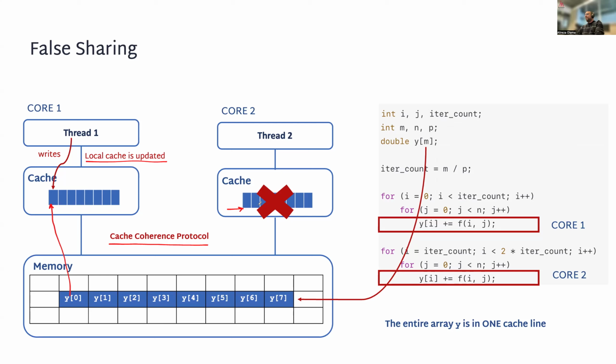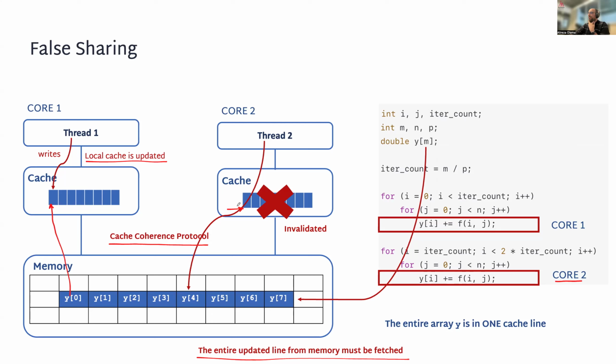And because the data is invalidated, when the second thread or second core wants to work with this data, it should fetch the whole data from the memory again, right? So here we are losing some performance because instead of using the data which is available in the cache, we need to fetch the whole data again from the memory.